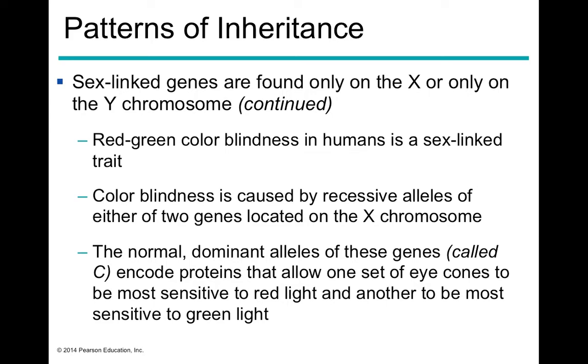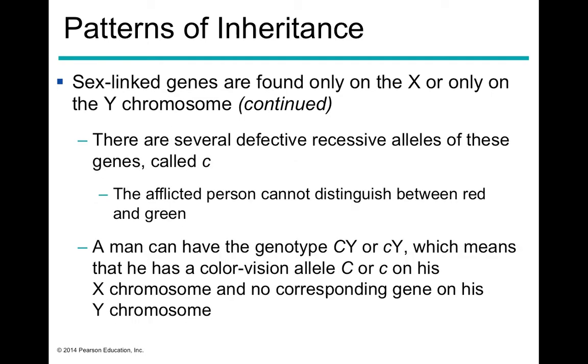It's going to carry for color. It encodes proteins that allow an eye cone to be sensitive to red light and another sensitive to green light. So you have different sets of eye cones that are going to be sensitive to different types of light. Now, if we have a recessive allele, and there are multiple different types of recessive alleles of these genes, again, we're just going to blanket call them lowercase c. That means that the individual who's afflicted cannot distinguish between red and green.